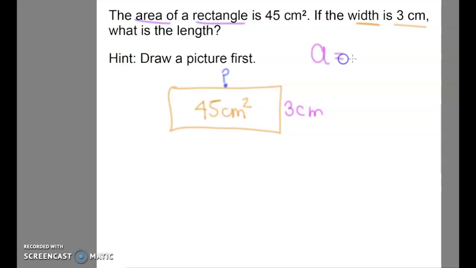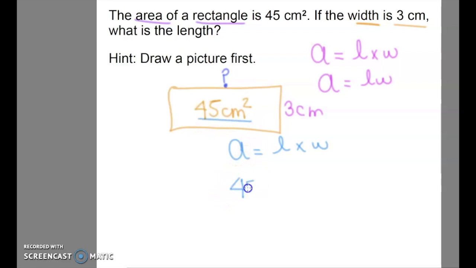Area is equal to my length times my width. Sometimes you're going to see it written as A is equal to L times W. It's the same thing. So let's plug in the information that's given. I'm just going to rewrite the formula below here: A is equal to my length times my width. They gave us area, so let's plug area in.